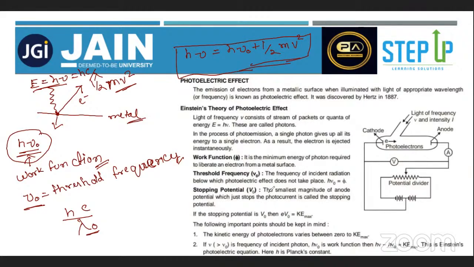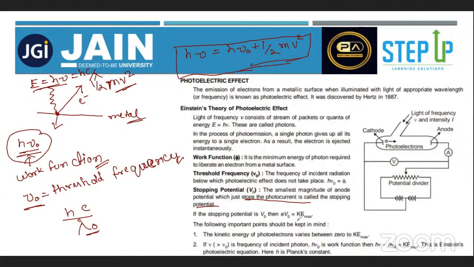So you can see there are a few points in this. Stopping potential: the smallest magnitude of anode potential which just stops the photo current is called stopping potential. We'll see the graphs related to that on the next slide. Now what is basically the stopping potential? There will be ejection of electrons, and I'm trying to connect this to generate electricity through photoelectrons. If I want to stop that, there is a minimum amount of potential required to stop it. That is known as stopping potential.